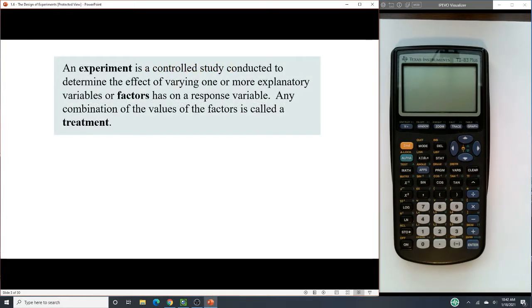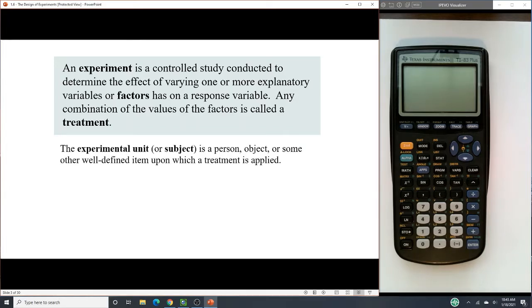So first of all, an experiment is a controlled study conducted to determine the effect of varying one or more explanatory variables or factors that it has on a response variable. Any combination of the values of the factors is called a treatment.